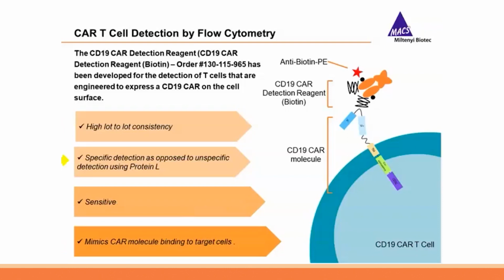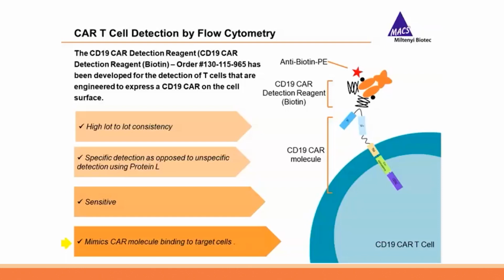Because the detection is based on the CD19 molecule, this detection is highly specific in nature, as opposed to when you use detection reagents such as protein L. The conjugation strategy has been designed to ensure highly sensitive detection of the CAR molecules. That means even in case of a low number of T cells expressing CAR or a low level of CAR expression, one can reliably detect the expression of the CAR molecule on the T cells.